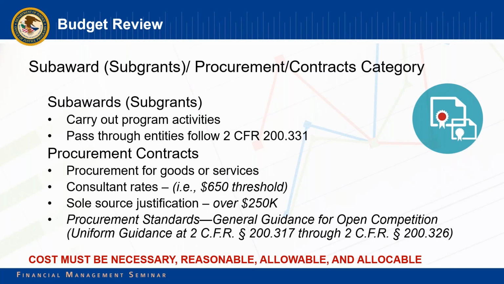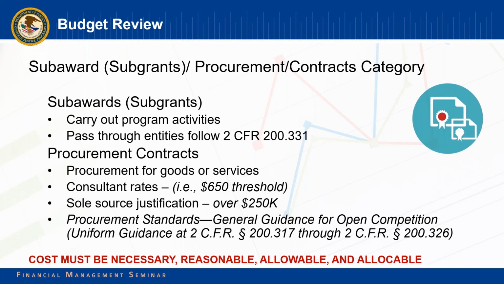For your procurement contracts, you want to describe the product or services that are being procured by the contract. You want to provide an estimate of the cost. If you are using a sole source over $250,000, then you will need to provide a separate sole source justification. Now, if you are using a sole source, you are including a sole source justification with your budget as attached. Please be mindful that if your budget is approved, that does not mean that your sole source justification has been approved. You will receive a separate approval for your sole source justification.